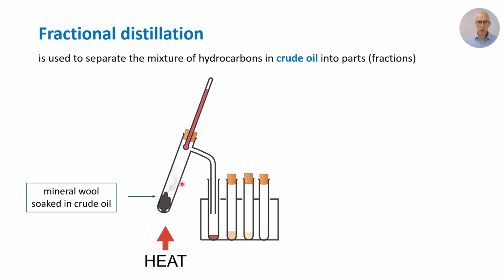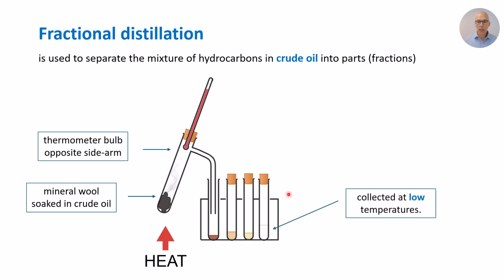A couple of practical points to note. The bulb of the thermometer is opposite the side arm, so we're measuring the temperature of the vapors that exit the reaction tube. The way I've got my diagram is that the fractions collected at low temperatures are to the right. You should know that these fractions have low viscosity, that is, they are runny, and they are colourless.